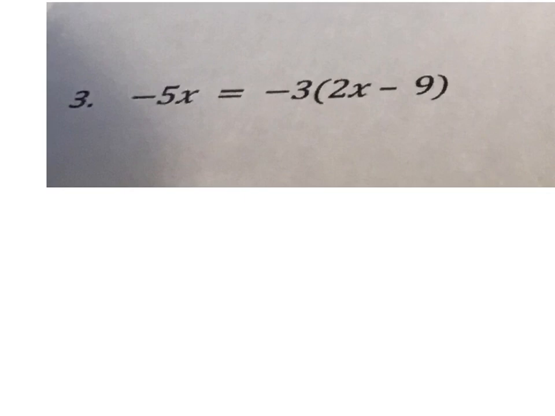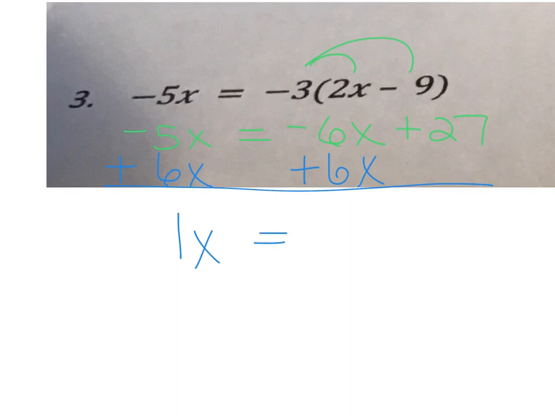So problem number 3, we do have a distributive property, so we're going to do that first. So we get negative 5x equals negative 3 times 2x is negative 6x. Negative 3 times negative 9 is positive 27. Okay, we do not have any fractions, and we don't have any combining like terms on the same side. But what we do have is variables on both sides, so we need to move those to one side. So I'm going to go to the left. So if I have a negative 6x, I'm going to add 6x to both sides. Negative 5x plus 6x is just 1x equals what's left on the right side, 27.